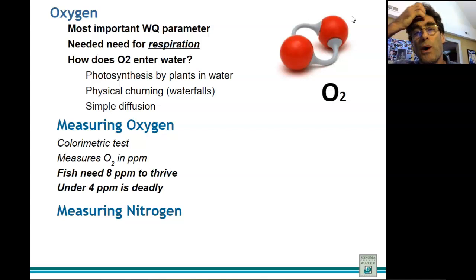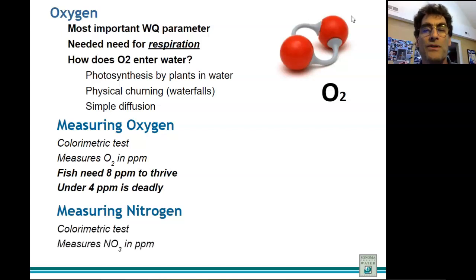So the next thing we're going to want to measure is nitrogen. And you know why. Why do we want to measure nitrogen? Do we want nitrogen in the water at all? What level of nitrogen do you think would be good to have in a lake or river? It should be 0. All right, it should be 0. It's a colorimetric test. We're going to do that again. It measures nitrates in ppm, but it should be 0 because, remember, nitrogen is a limiting factor naturally.